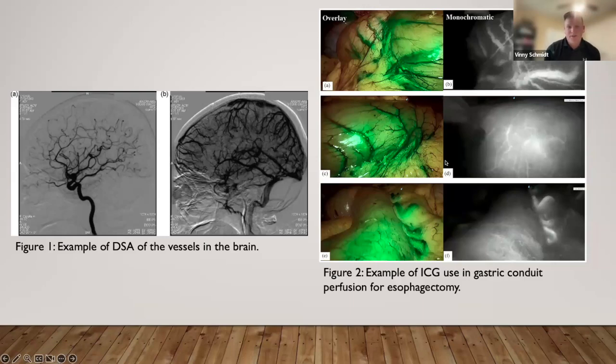And then on the right, we have an example of indocyanine green, used in gastric conduit perfusion for an esophagectomy. We can see the green overlay depicting the vessels supplying the different parts, and then you can see it in a monochromatic view. As I just said, DSA is very common for coronary artery assessment, especially with someone presenting with chest pain or maybe having a STEMI or NSTEMI.